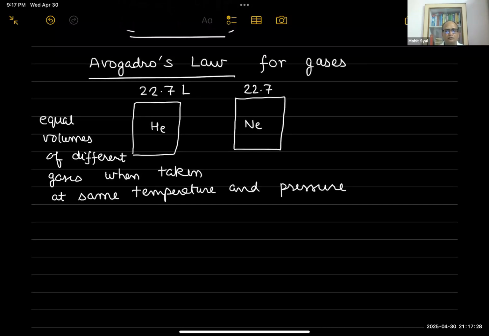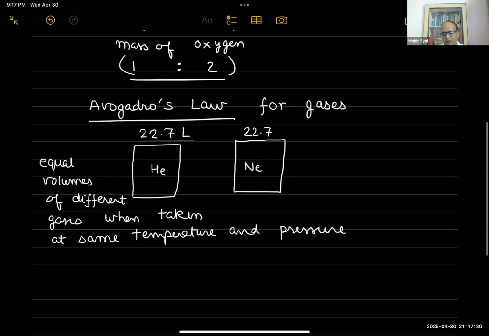Are you getting my point? So the temperature and pressure is same. The temperature is T and pressure is P. This is also T and P, right?